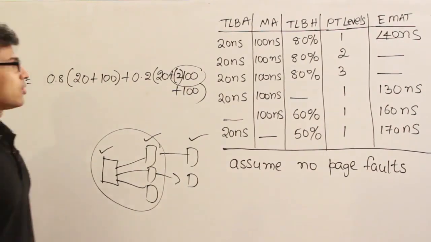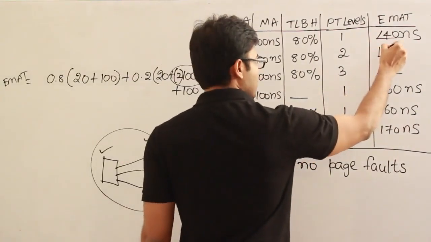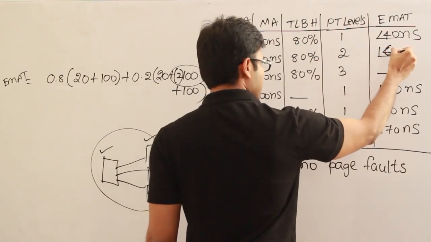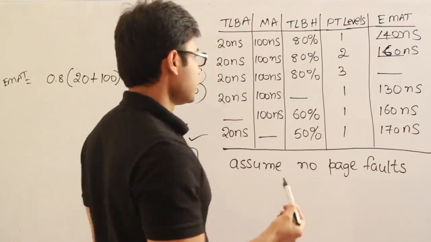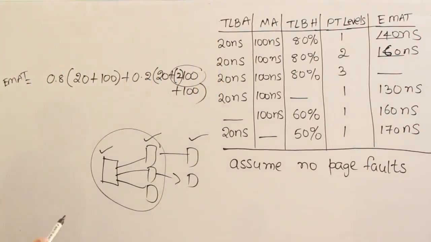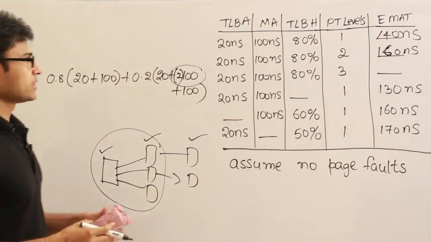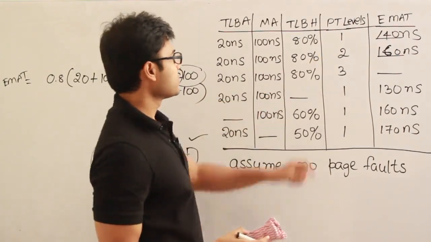Right? So how much is it going to be? If you solve it, it is going to be 160 nanoseconds. I think so. Yeah, 160 nanoseconds. Okay. And now for the third one, everything is same, and they are saying that the number of levels in the page table are 3.